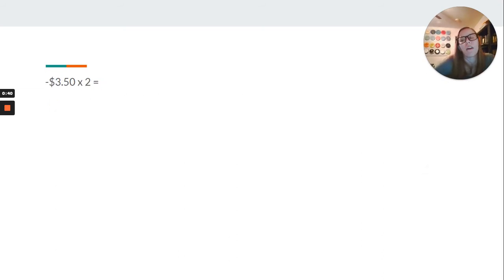We have negative $3.50 times 2. So we multiply the absolute values. $3.50 times 2 is going to give us $7. And we add that negative sign because they have different signs.